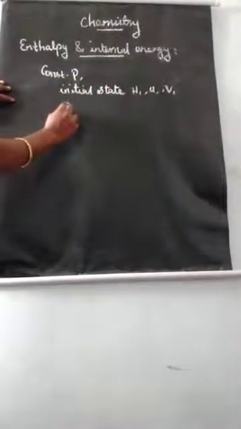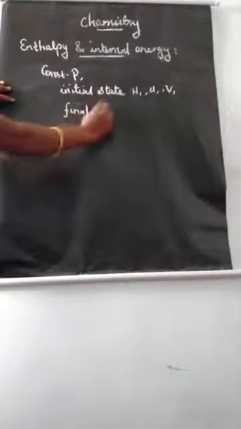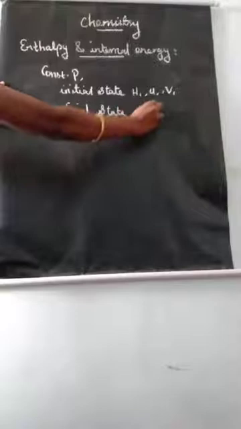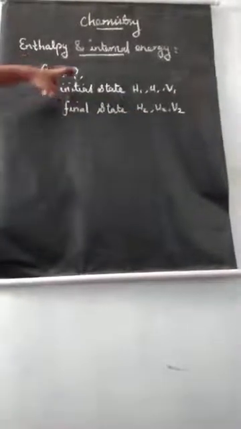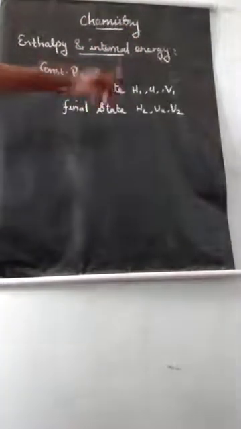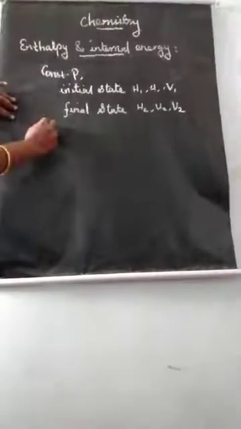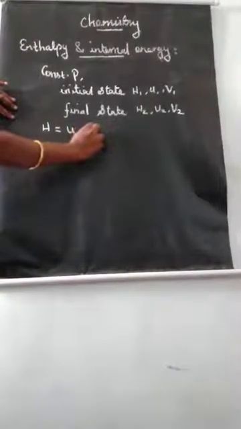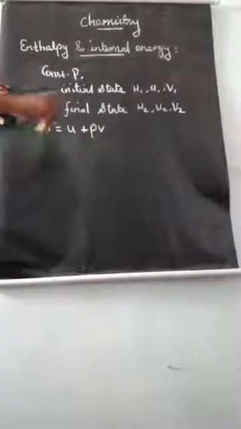At the same time, the final state is H2, U2, V2. So the system at constant pressure changes from the initial state H1, U1, V1 to the final state H2, U2, V2. Now listen, you already know the formula for enthalpy: H is equal to U plus PV.